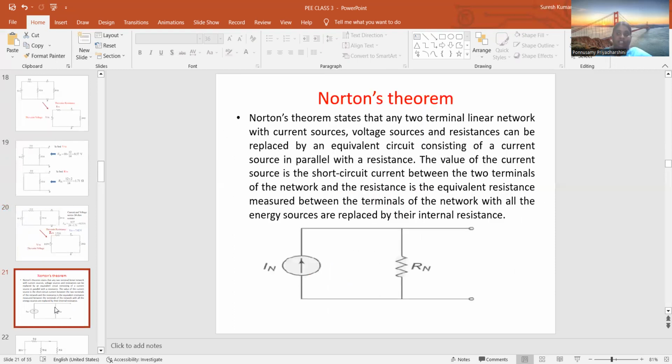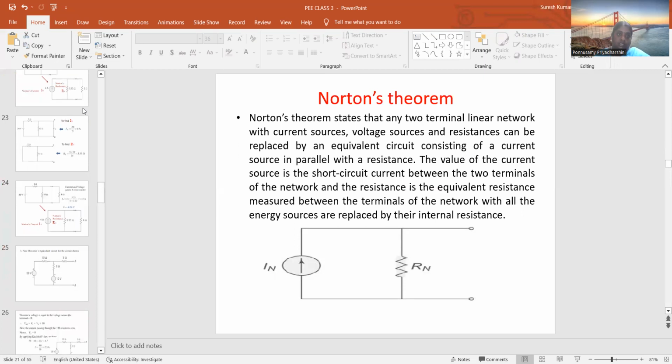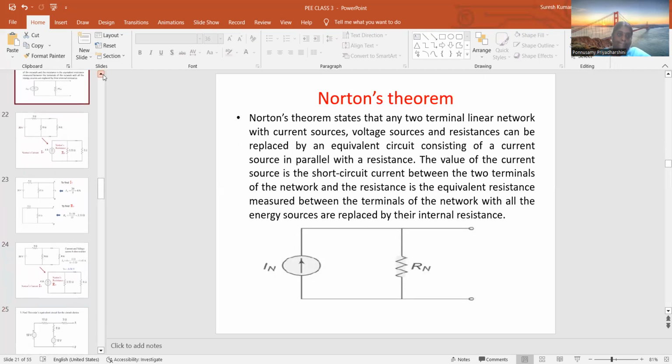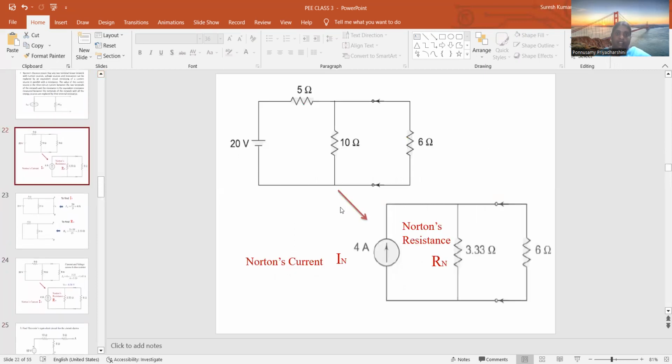Similarly, like Thevenin's theorem, Norton's theorem is also there, but there is only a small change here. In Thevenin's theorem, this is replaced by the equivalent voltage source, but here it is replaced by the equivalent current source with a parallel resistance. So here the current is called IN, Norton's current or the short circuit current, and here this is the total resistance. And here this is 20 volt, 5 ohms, 10 ohms, the same problem only. And 6 ohms is the total resistance.